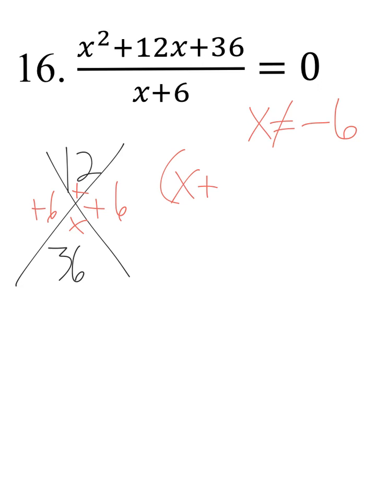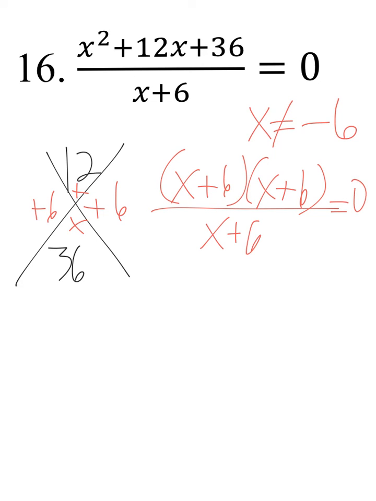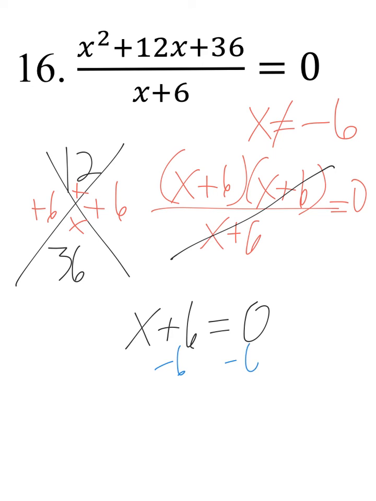So I'm going to write x plus 6 times x plus 6, or you could write x plus 6 squared, over x plus 6, doesn't matter, equals 0. The nice thing about writing it separately is that you can clearly see that they cancel just one time. So you're left with x plus 6 equals 0. So if we were writing the expression, we'd be done. But since it equals 0, you need to solve it. So solving it is really simple. Just minus 6 to the other side, and x equals negative 6.